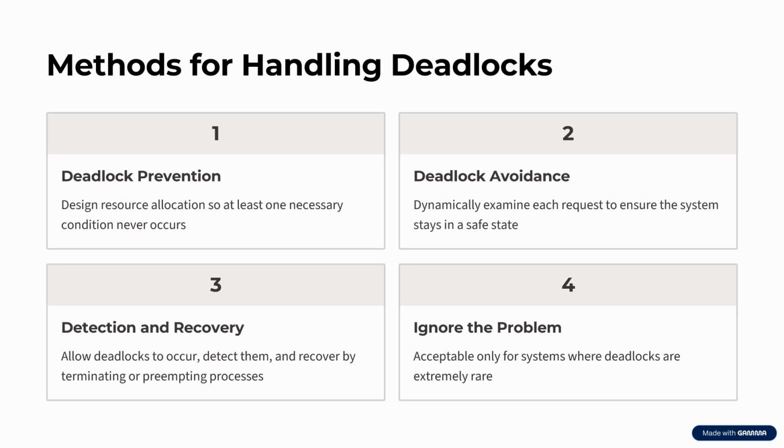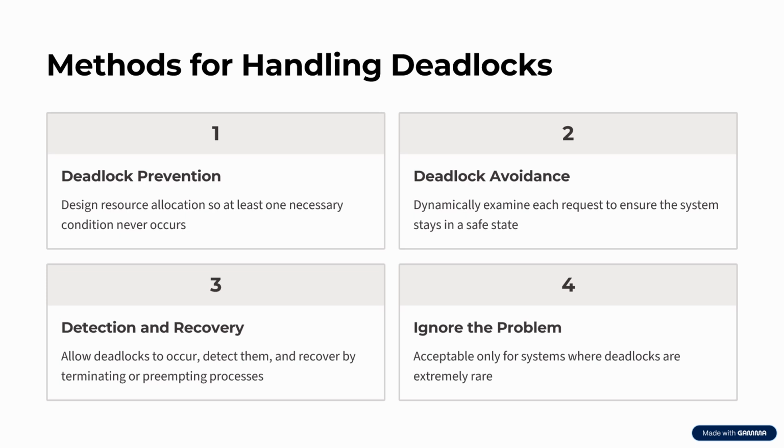The methods for handling deadlocks are: deadlock prevention, deadlock avoidance, deadlock detection and recovery, and the fourth one is ignoring the problem. Deadlock prevention broadly restricts how resource requests are designed so the conditions can never occur. Deadlock avoidance dynamically tests individual requests at runtime. The OS allocates the resource immediately if it keeps the system in a safe state, or forces the process to wait if it leads to an unsafe state.